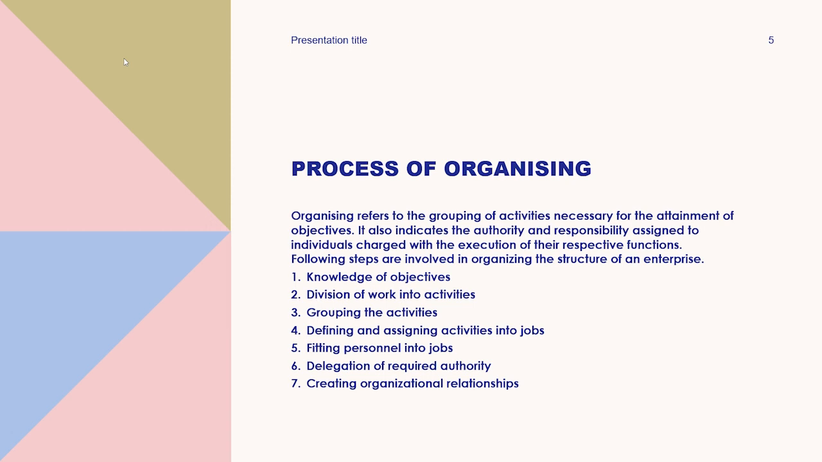Fourth step is defining and assigning activities into jobs. Jobs must be clearly defined and the activities related to them must be clearly identified and assigned. This will help the management to fix the authority and responsibility of the employees concerned.